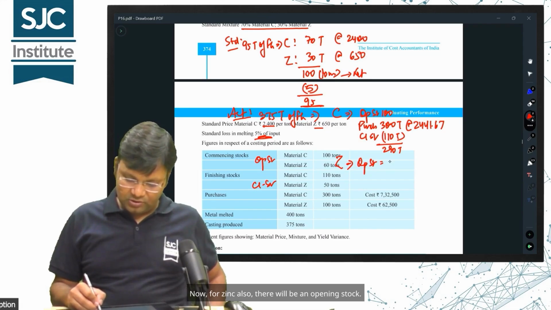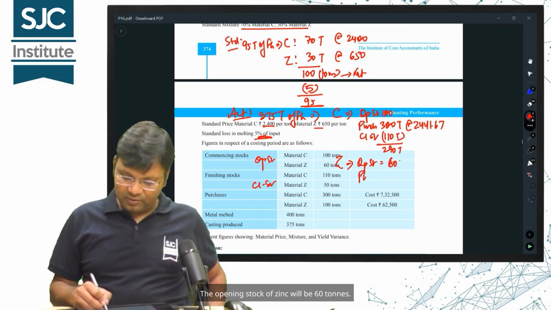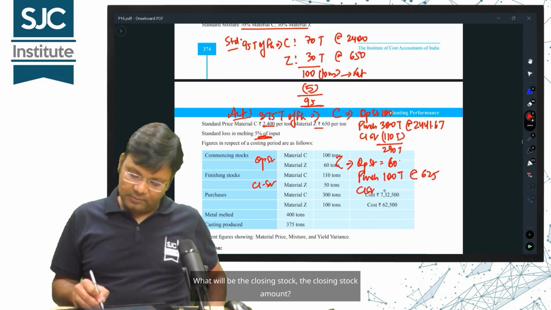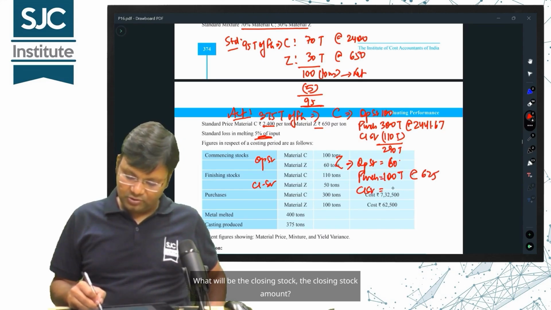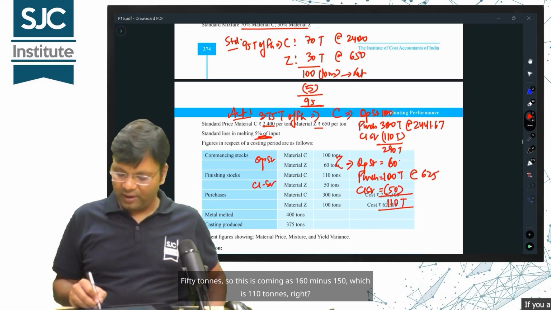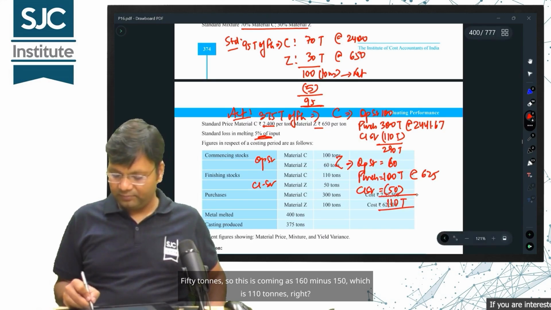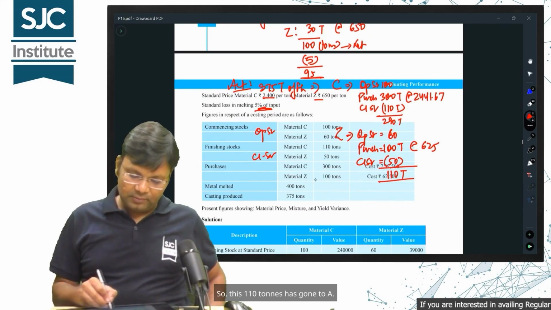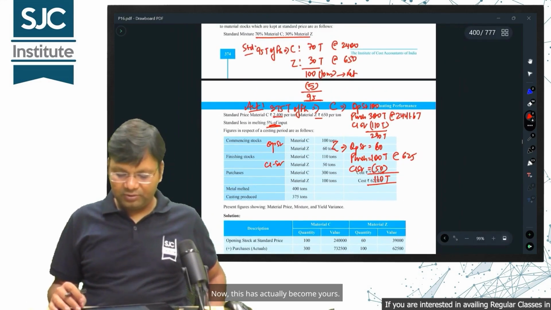Now, for zinc also, there will be an opening stock. The opening stock of zinc will be 60 tons. Purchases will be 100 tons at the rate of 625. What will be the closing stock? The closing stock amount? 50 tons, so this is coming as 160 minus 150, which is 110 tons, right? So, this 110 tons has gone to A. Now, this has actually become yours.